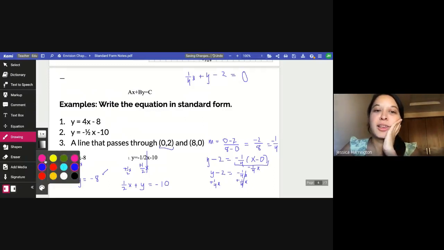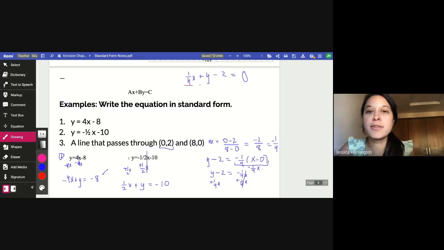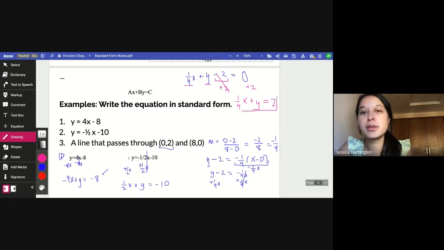So now I'm looking at this, and I'm like, how am I going to make it look like standard form? I've got my x term. I've got my y term. All that I'm missing is my c on the other side. So if I take this guy, this minus 2, and move it over, then it'll be in standard form. So if I move it over, I add 2, and I add 2. Goes away here. So what am I left with? 1/4 x plus y. Now this is gone, and on the other side is equals positive 2. So there we are. Number 3 written in standard form.